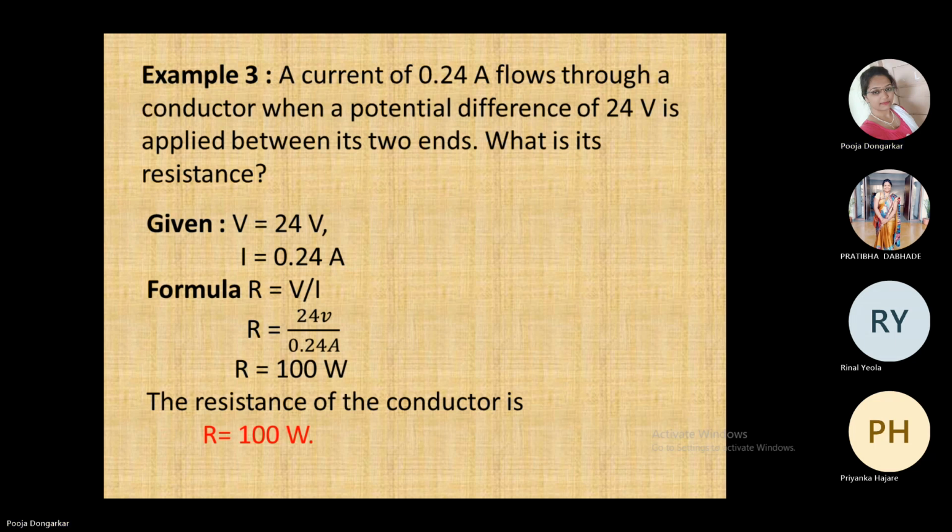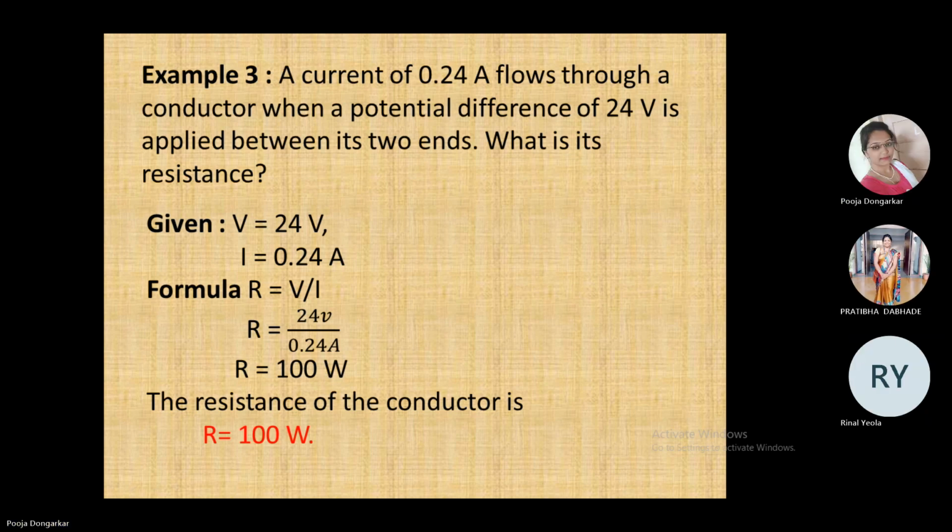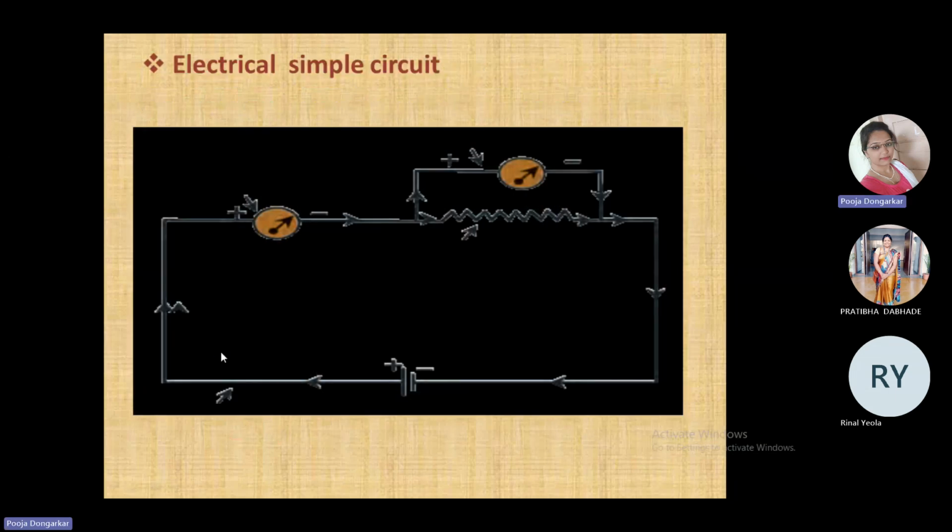Third example, we have to calculate resistance. A current of 0.2 A flows through a conductor when a potential difference of 24 volt is applied between its two ends. What is the resistance? We have to calculate. We use the formula. V is equal to 24 volt, I is equal to 0.2 ampere, and R is equal to V by I. We put the values: 24 volt divided by 0.2 ampere. We get the resistance, which is 120 ohm. The resistance of the conductor is R.